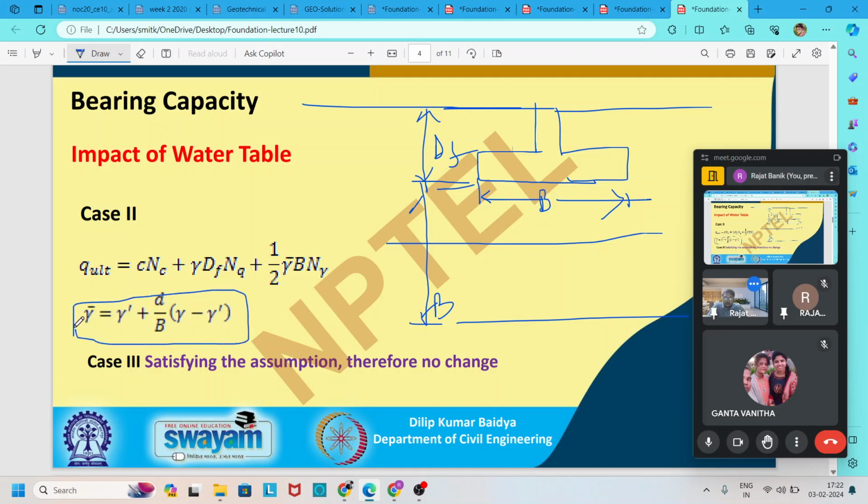From the base of the foundation to the water table, we call the distance small d. So we modify gamma, the unit weight of the soil, to gamma bar, where gamma bar is equal to gamma dash plus d by B into gamma, meaning the previously present unit weight without water.